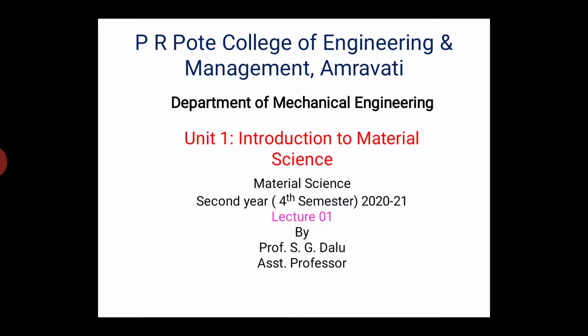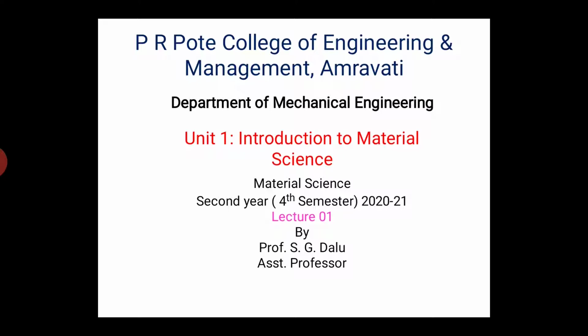Before going to the actual learning of all the units from material science, first we will go through the syllabus. The syllabus of this material science you will get from the university side, or I will provide you. Our syllabus is divided into two sections, section A and section B. In section A there are 3 units, and in section B also there are 3 units.